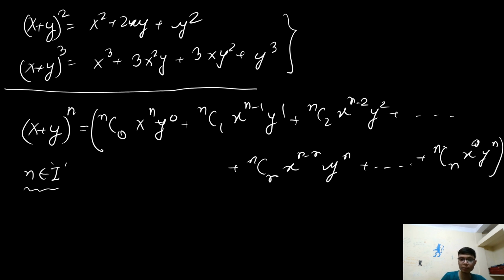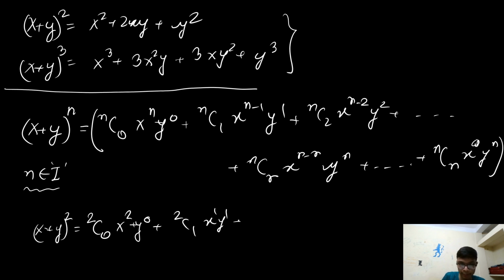Now you have to understand where this binomial expansion comes from. Let me see whether it fits this definition. If we take (x + y) whole square and expand it, it will be 2C0 x square y to the power 0, plus 2C1 x to the power 1 y to the power 1, plus 2C2 x to the power 0 and y square. So this is how you expand, and 2C0 is equal to 1, similarly 2C2 is also equal to 1, and 2C1 is equal to 2.